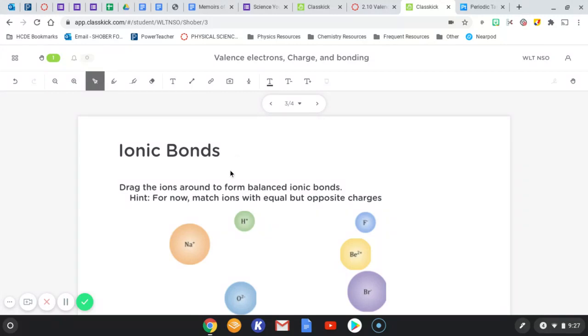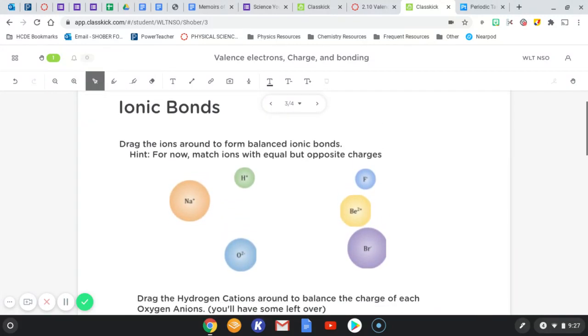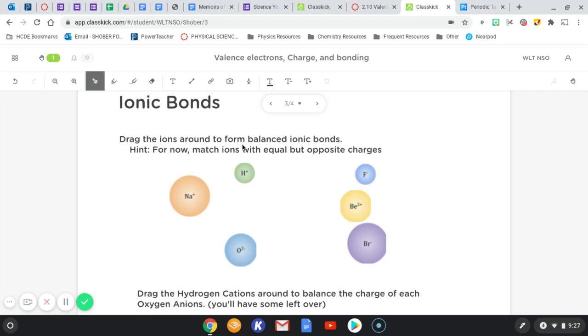and bonding worksheet. Okay, so for this first one, it says drag the ions around to form balanced ionic bonds. And you might be like, I don't even know what that means. So that's what I'm going to show you. Also, let's look at this hint. It says, for now, match ions with equal but opposite charges. So what do I mean by equal but opposite?